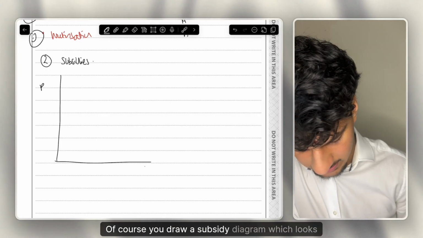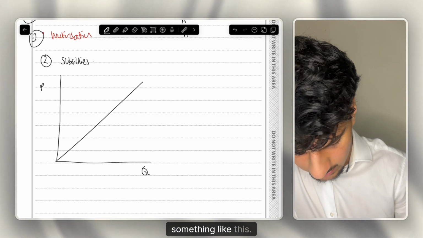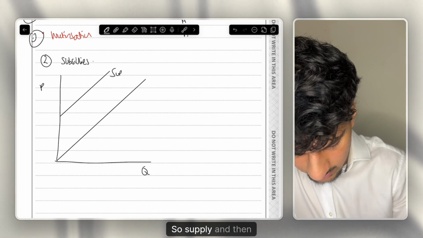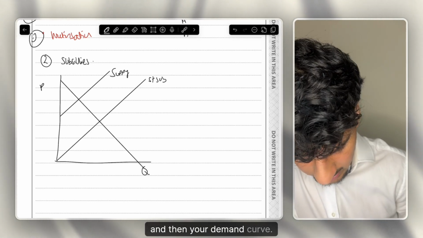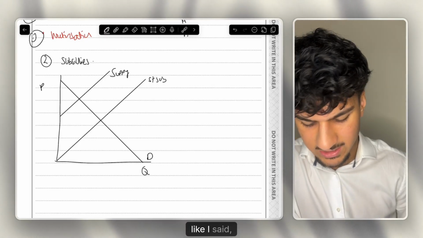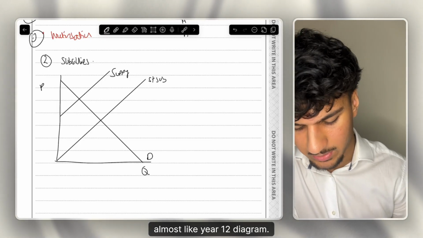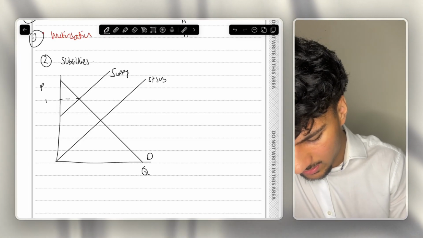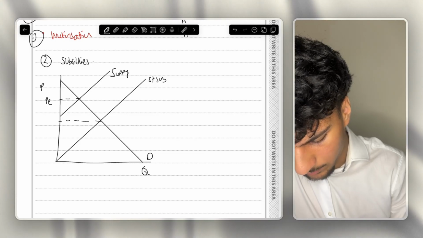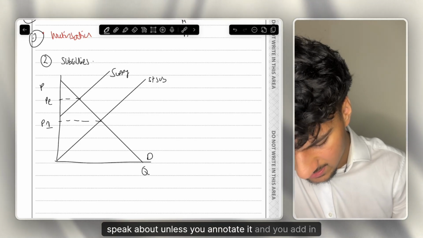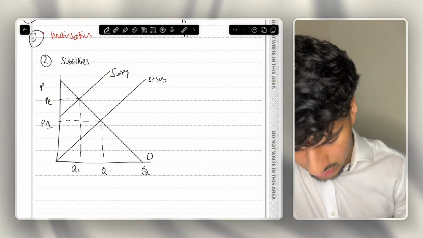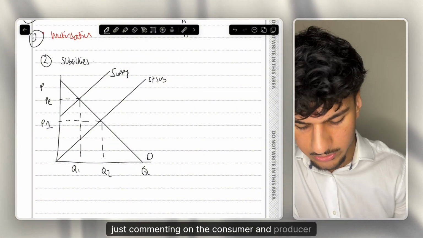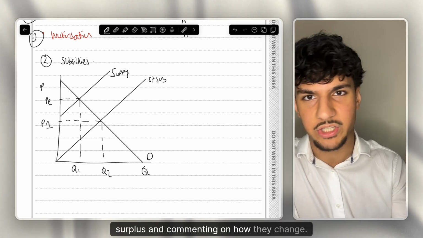Of course, you draw a subsidy diagram, which looks something like this. So supply, and then S plus sub, and then the demand curve. Now, with the subsidy diagram, like I said, it's a very almost like year 12 diagram. It's a very simple diagram where there's not much you can really speak about unless you annotate it and add in the points, which is pretty much like we did before, just commenting on the consumer and producer surplus and commenting on how they change.